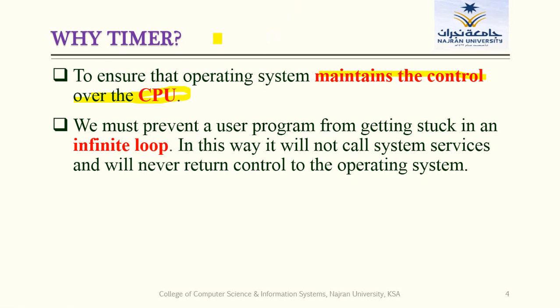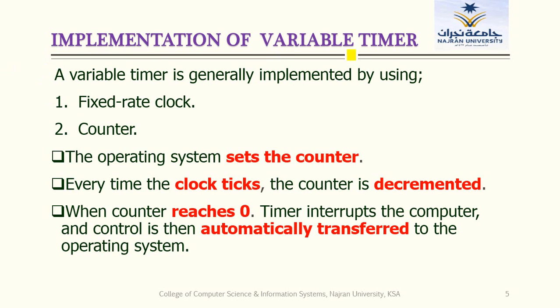So it is possible that user programs get stuck in an infinite loop. There is an infinite loop, and it is not giving control back to the operating system. So we use a timer to get the control back. So how? It is the implementation of a variable timer. How can we implement this?